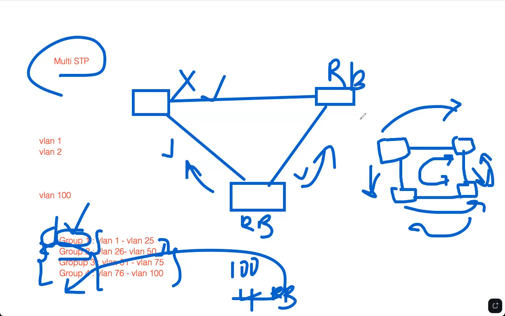Let's say the priorities are 100, 200, 300, and 400. Which one will become the root bridge? This one will become the root bridge. The ports closest to the root bridge will be in the forwarding state. So forwarding state, forwarding state. Now I can block either this port or this port. Correct?